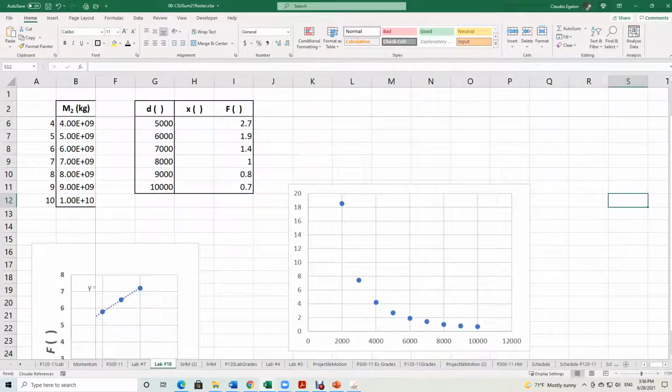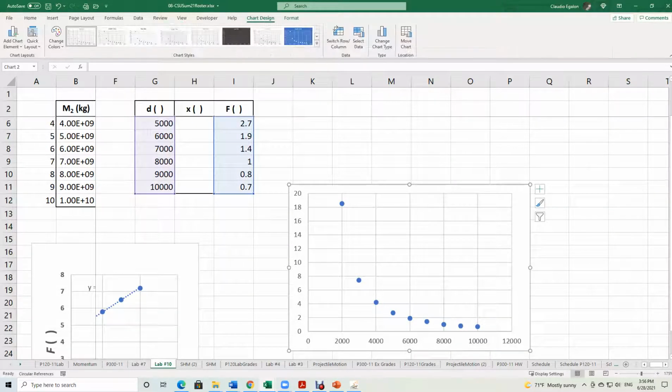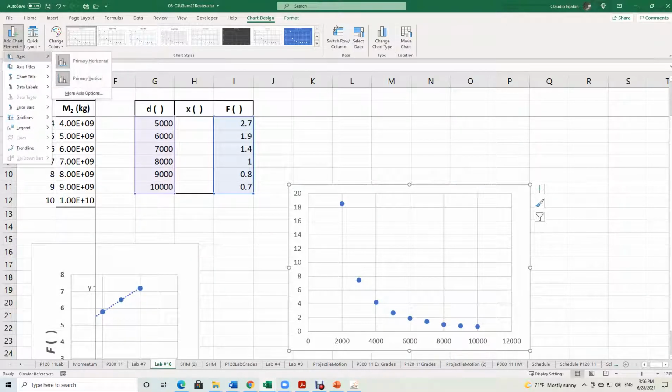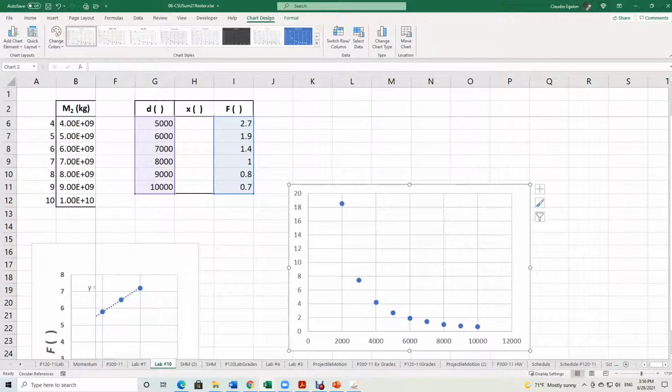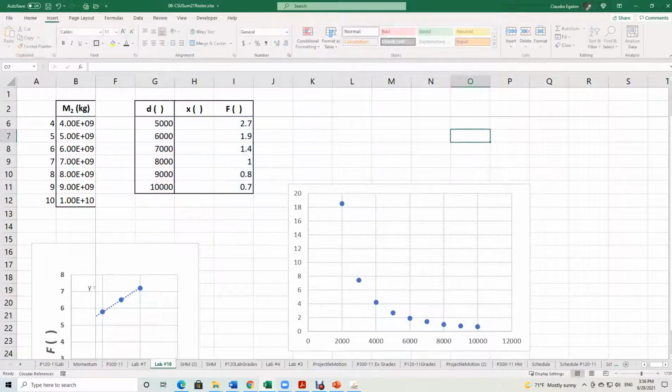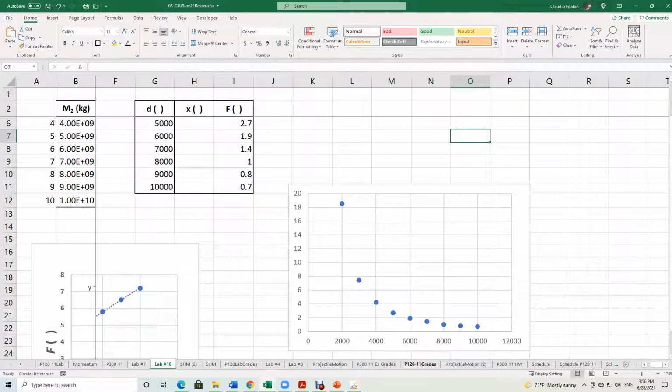Okay? You can go ahead and do the same thing that I did before. I'm not going to do it, okay? Put here the labels in the x and y axis. The y-axis is the force, the x-axis is the distance in meters. Force in newtons, distance in meters. Does it show that it's inversely proportional? Yes, it shows it's inversely proportional because it's decreasing as the distance increases.